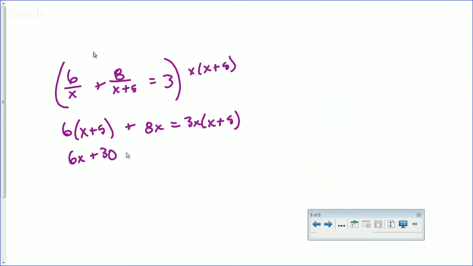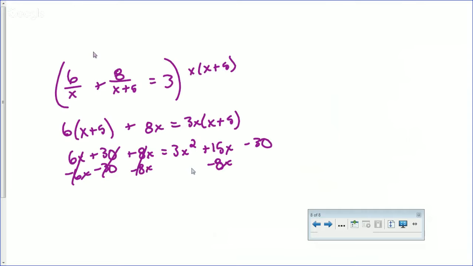Okay, then we'll distribute everything out. 6x plus 30 plus 8x equals 3x squared plus 15x. Again, it's a quadratic because I have x squared. So I'll move everything to one side. Minus 8x and minus the 6x. So you get 0 equals 3x squared plus x minus 30.